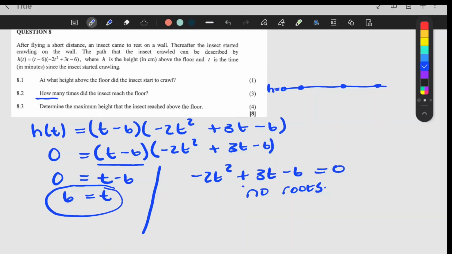But the question is, how many times did the insect reach the floor? So only once. That's the answer. Okay, so only once. So this cubic function has one x-intercept. Okay, done with that question.